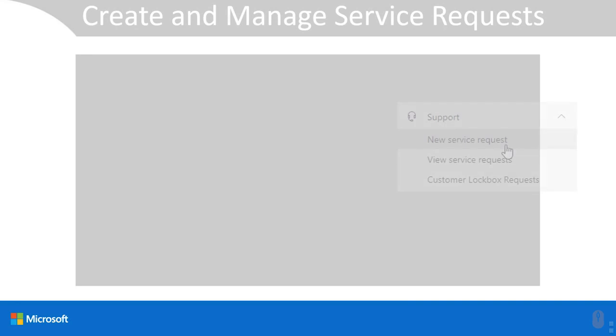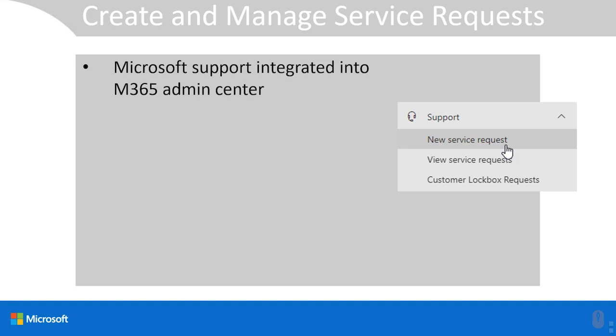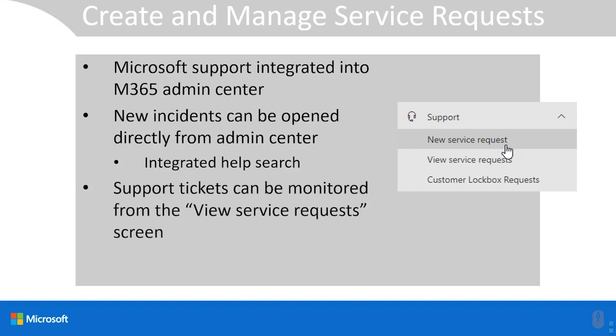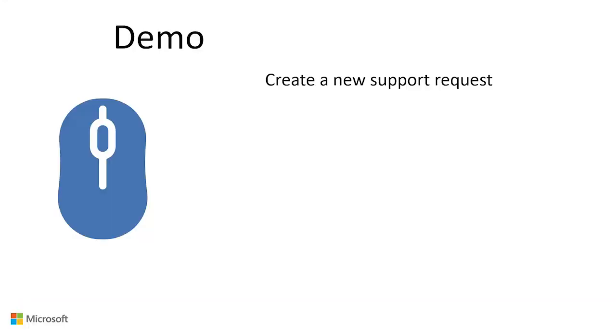When something goes wrong or you need support from Microsoft, you're going to want to create a service request. This can be done directly via the Microsoft 365 Admin Center. You just go to the support section, click on New Service Request, and it gives you integrated search for Microsoft Help and then allows you to create a support ticket, which can then be monitored from the View Service Requests screen. And we're going to take a look at an example of that right now.